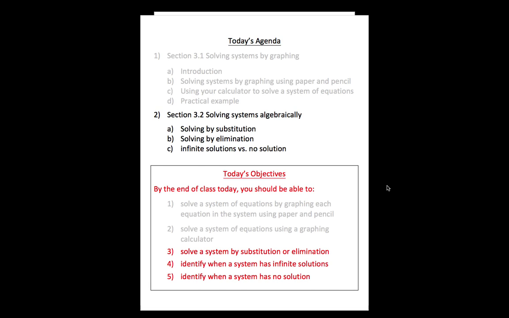So hopefully, gentlemen, I hope this video has helped you to identify the two methods that you could use to solve a system algebraically and some of the similarities and differences between those two methods. And in addition, I hope that you have an understanding of what it will look like when your system has infinite solutions or no solutions when we solve it algebraically as a result of watching this video.